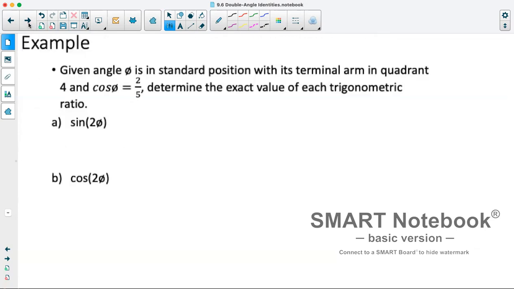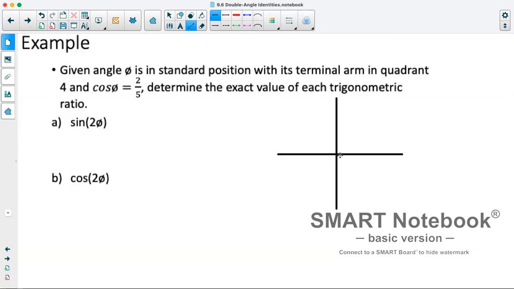So for example, given angle theta is in standard position with its terminal arm in quadrant 4, and cos of that angle is 2 over 5, determine the exact value of each trig ratio. So the first thing I would do is draw out the situation. We are in quadrant 4, so we know we're down here somewhere. We've got cos is 2 over 5, so that'd be our adjacent is 2 over our hypotenuse of 5.